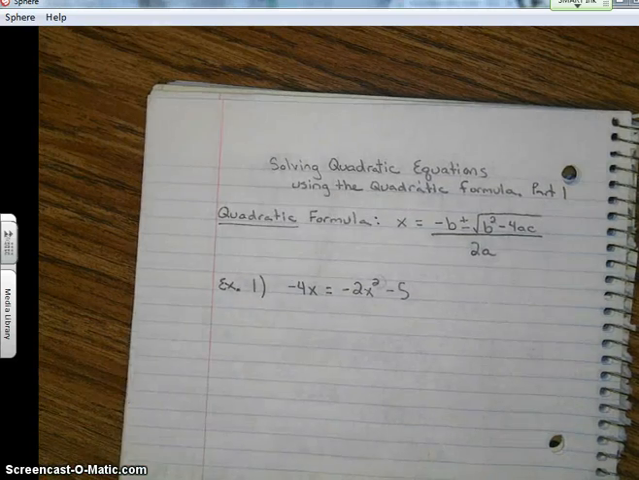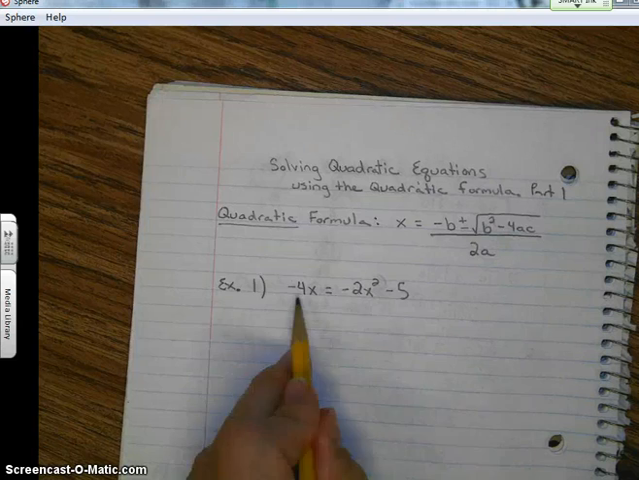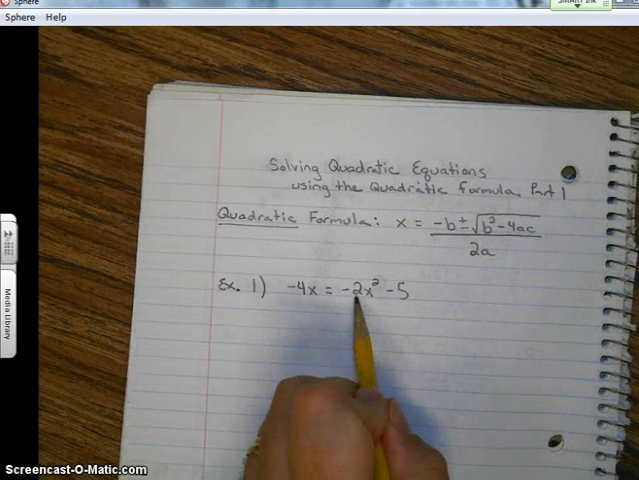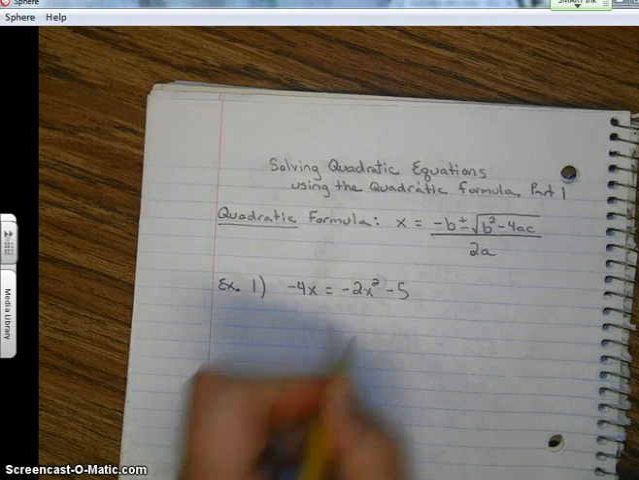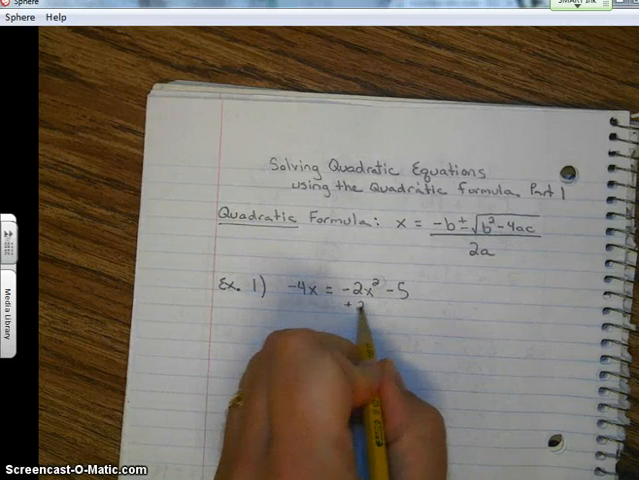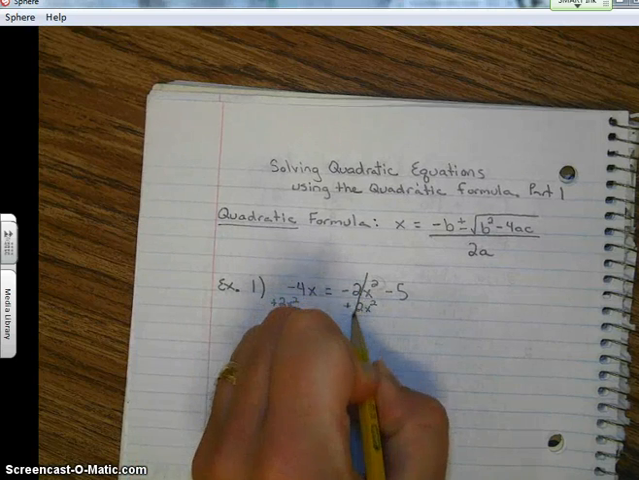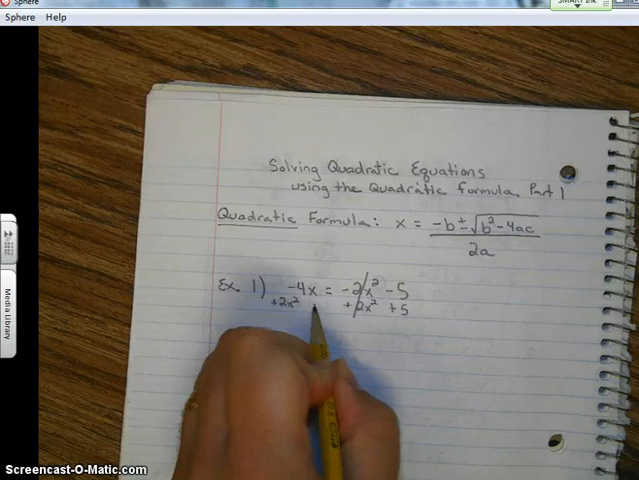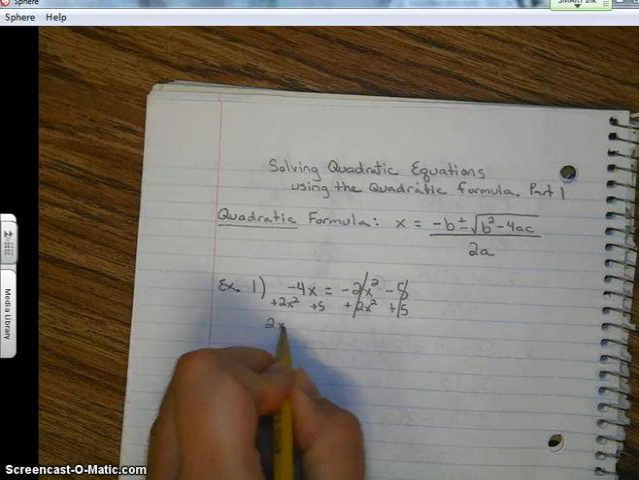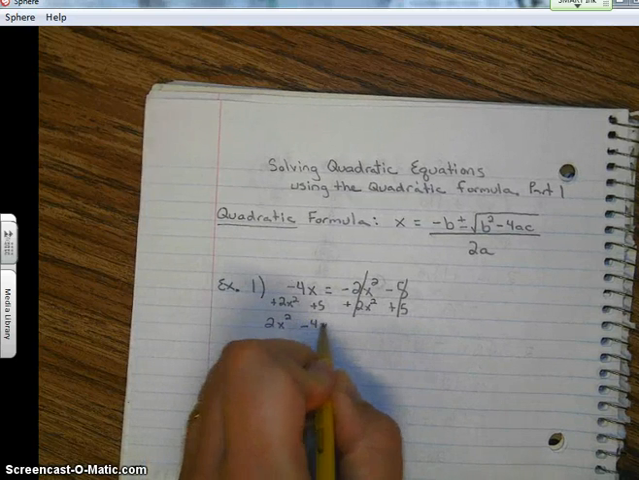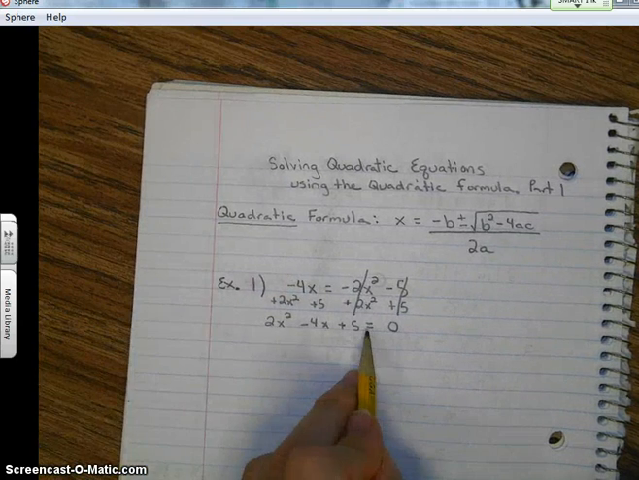The first thing we need to do is take this equation and put it in standard form. So to get it into standard form, I'm going to move everything over to the left, so that way my A value here is positive. So adding it onto each side, that will cancel it out. Adding the 5, canceling out. So we're going to have 2x squared minus 4x plus 5 equals 0. Now we're in standard form.